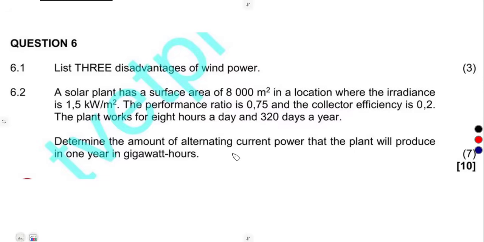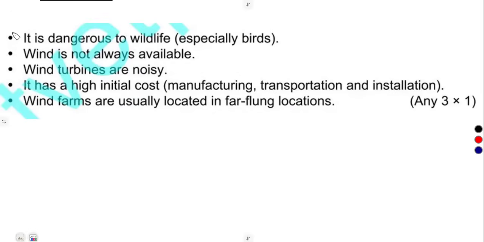So on question number 6, we are given 6.1: list three disadvantages of wind power from our renewable energy systems. The disadvantages of wind power: it is actually dangerous to wildlife, especially birds. And also wind is not always available.